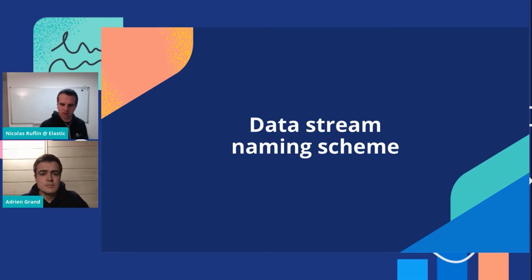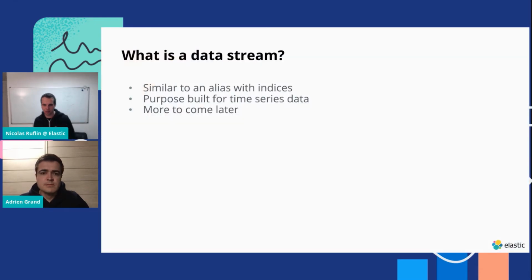So let's go forward and see a bit how we solve this problem, and let's talk about the data stream naming scheme. First, the elephant in the room: what is a data stream? I hope quite a few of you have heard of data streams by now, but it is a new concept introduced in 7.9 in Elasticsearch, and Adrien is going to dive deeper into what it is on the technical side. But for the next slide, just think of it as an index that is optimized and purpose-built for time series data, and it's very similar to an alias with indices behind it.